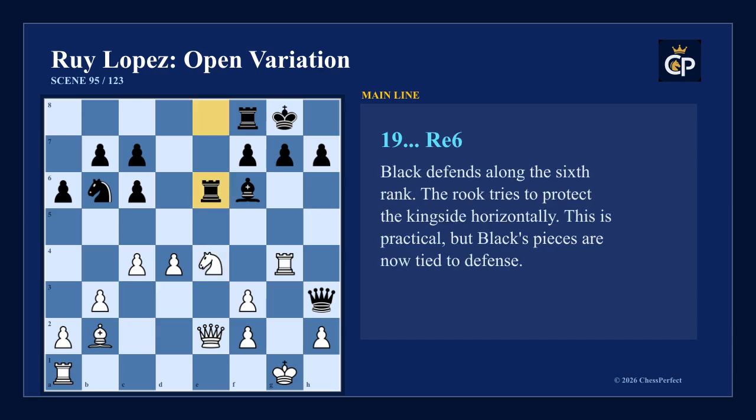Rook e6. Black defends along the 6th rank. The rook tries to protect the king's side horizontally. This is practical, but black's pieces are now tied to defense.